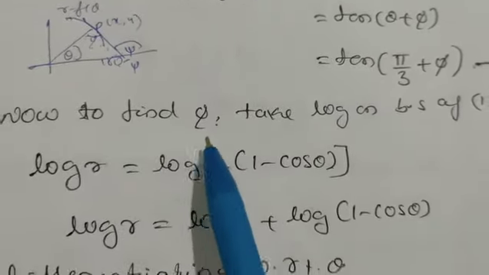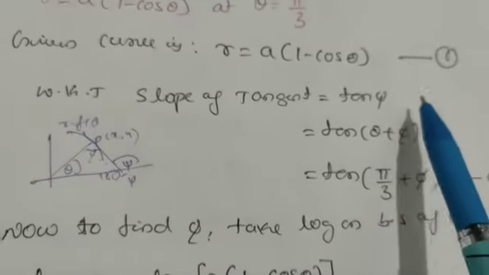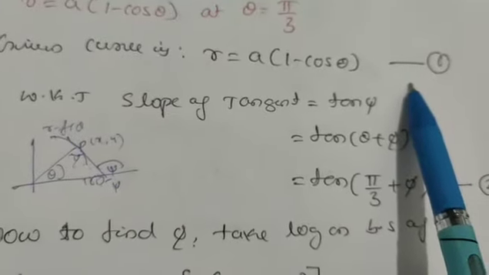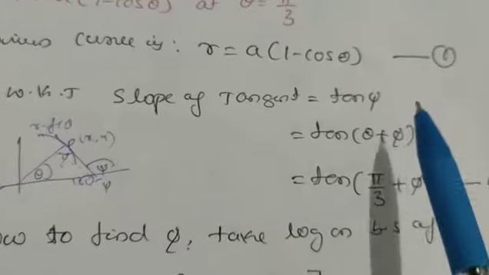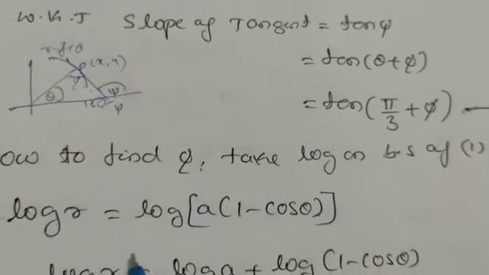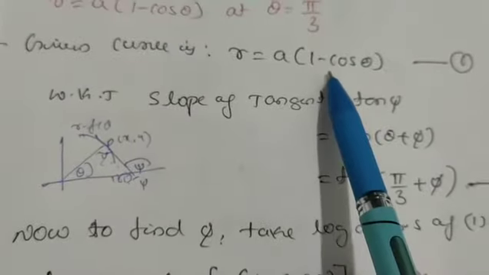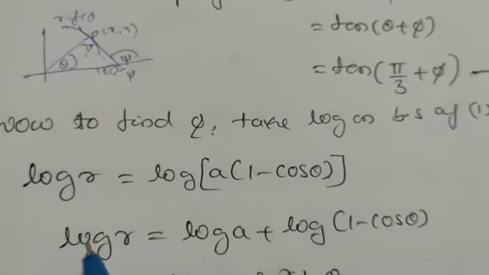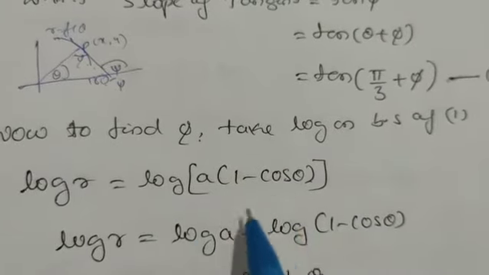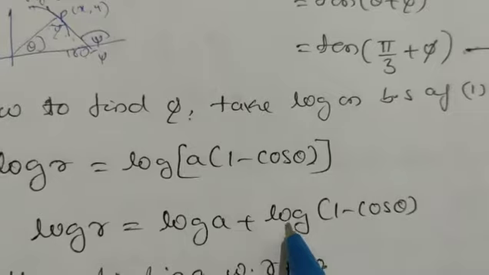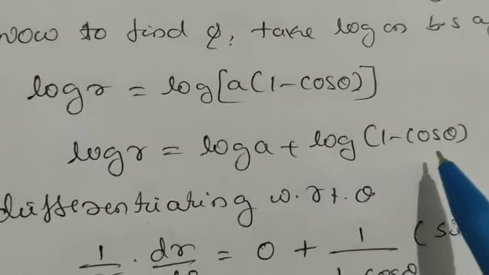So to find phi we have to take log on both sides of this equation 1. It is just similar to the previous example, only this step is different. Again take log on both sides. This example I have done, I think, in the first example only. Log r is equal to log of a into 1 plus cos theta. It is like log m n equals log m plus log n, that is log a plus log of 1 minus cos theta.